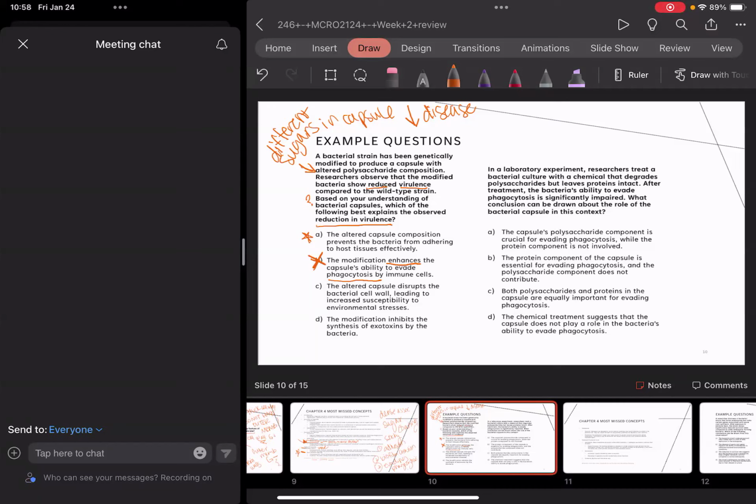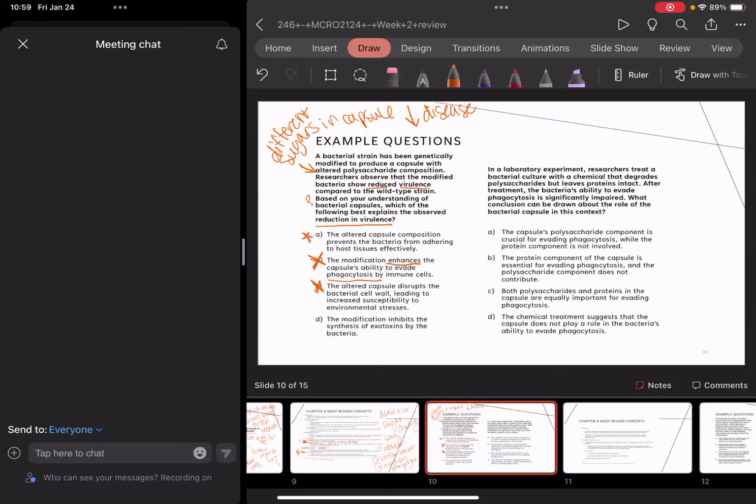Does the altered capsule, the different sugars, disrupt the bacterial cell wall? The capsule has nothing to do with the cell wall. Just because we're changing the capsule, which is an extra sugary coating, just like being coated in honey, is that going to have anything to do with the cell wall? This has nothing to do with peptidoglycan. The capsule is a whole different structure. So it's not going to be this one specifically because of that.